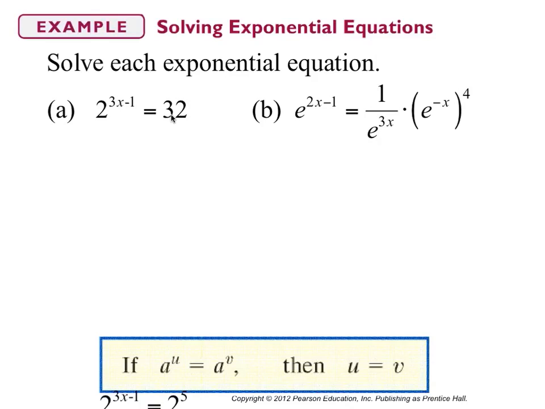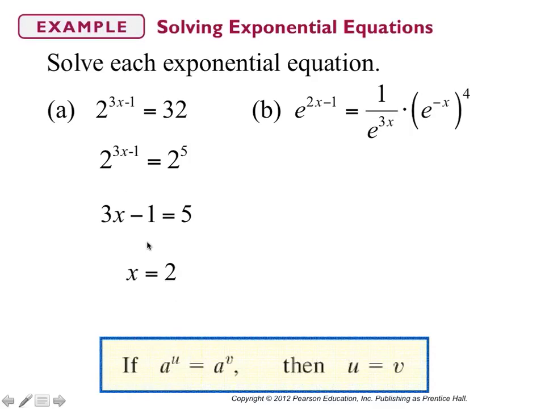So the whole goal of this is to get it so that we have the same exact base. So if we rewrite this, if you recall, 32 is actually just going to be 2 to the 5th power. So now we have 2 to the 3x minus 1 equals 2 to the 5th. Since we have the same base, we can essentially just ignore our bases. So really we have 3x minus 1 equals 5. Add 1 to both sides, divide by 3, and we get x equals 2.